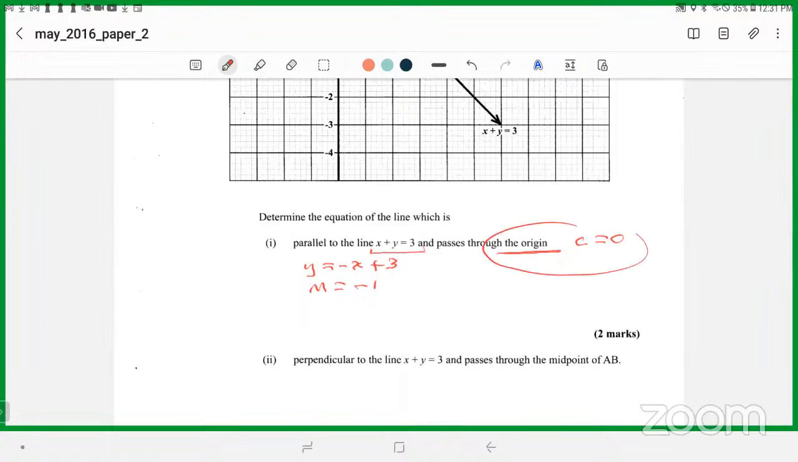Now, because the line they want is parallel to it, it has the same gradient. And any line through the origin is going to be y equals mx, because the c value is 0. Because you want a line that is parallel to this one, it will have the same gradient. And so the line that you want is simply y equals minus 1x. But I don't have to put this 1. So it's just y equals minus x. That is the answer. y equals minus 1x, or minus x.